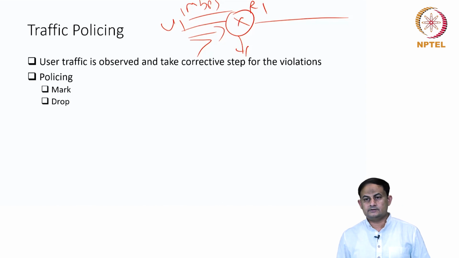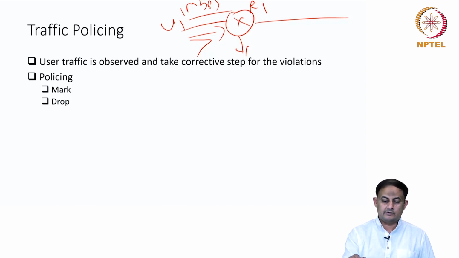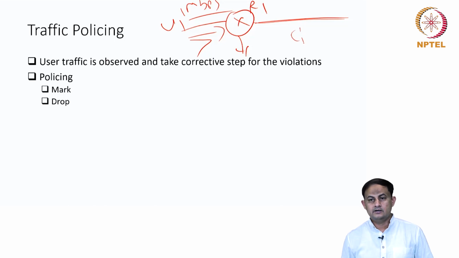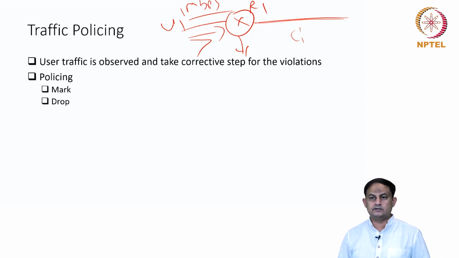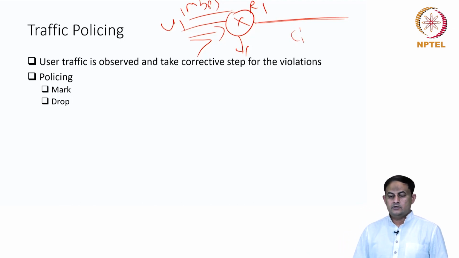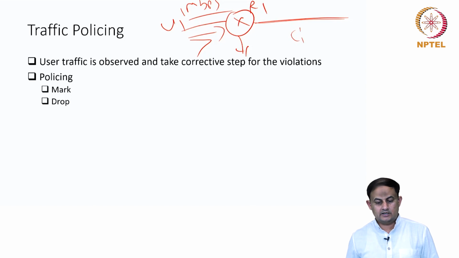The second thing is, if there is capacity available, remember this is a shared link, it has a capacity C. If no other user is presently utilizing that capacity, if spare capacity is available, and although at this router R1 the arrival rate of user U1 is exceeding the agreed rate, since the spare capacity is available, you can do the transmission. You do the transmission with the condition that you mark the packet.